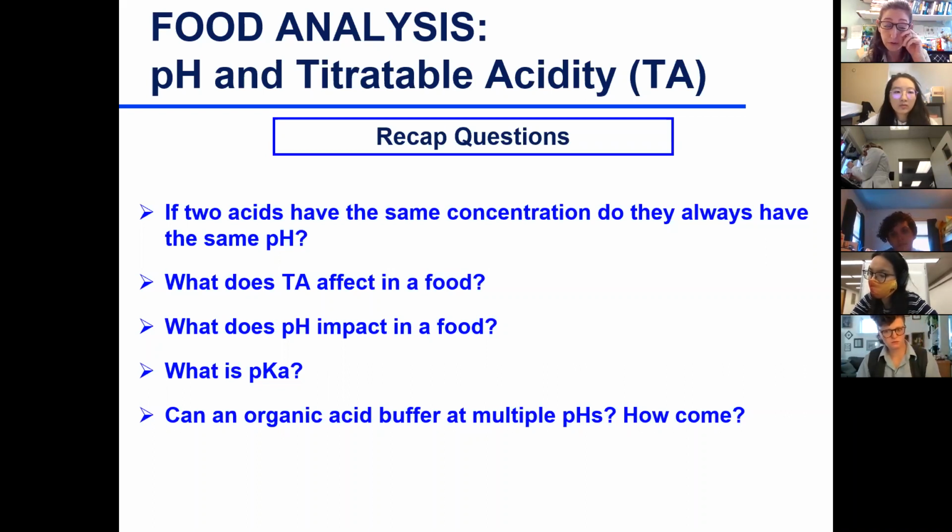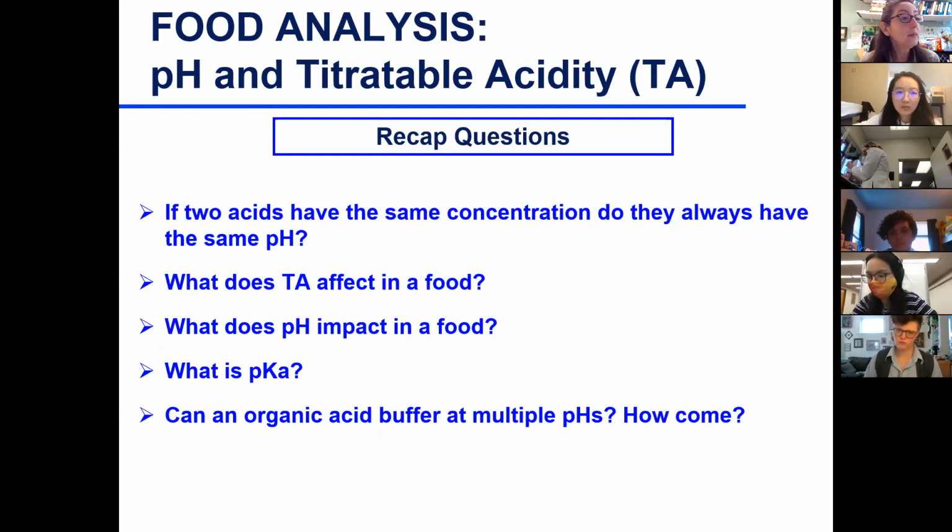Because you have to remember the Henderson-Hasselbalch equation, which is pH equals pKa plus log of the concentration of conjugate base over the concentration of the acid or non-dissociated acid. And when they're equal, log 1 is 0. So pH equals pKa.